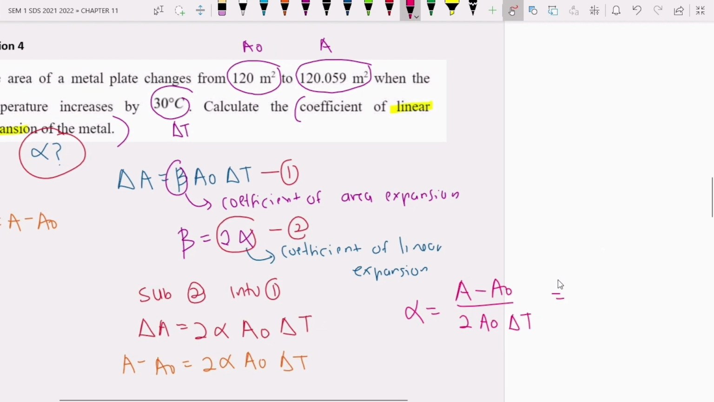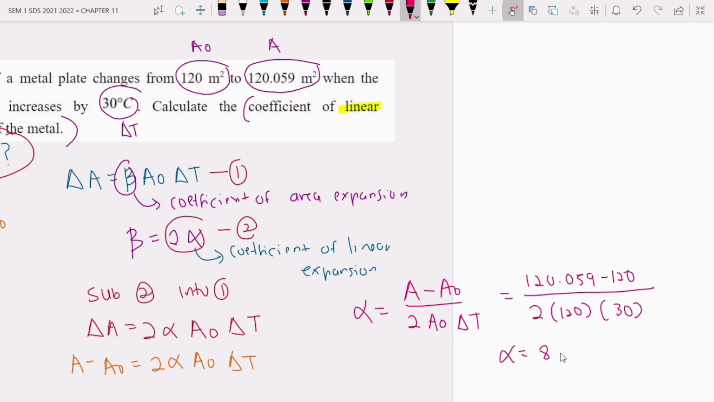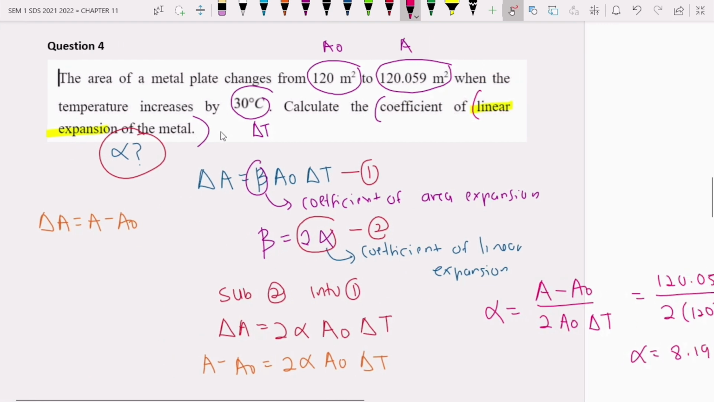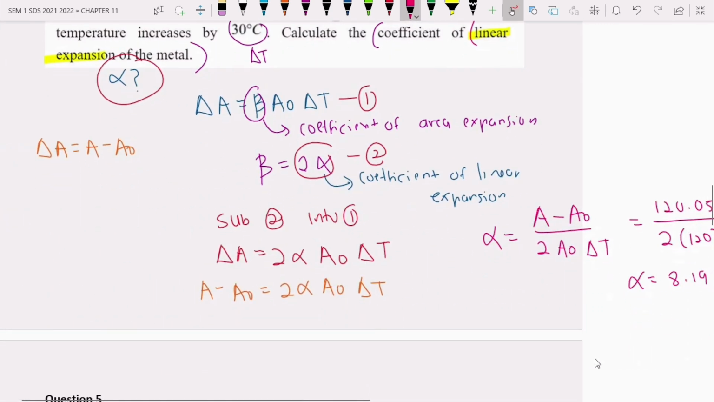We know the final area is 120.059, minus 120, the initial area, divided by 2 times the initial area, which is 120, and the temperature difference is 30. Press the calculator, you will get the coefficient of linear expansion is 8.19 times 10 to the power of negative 6 per degree Celsius. So the unit for linear expansion of the metal is per degree Celsius. So that's all for question 4.